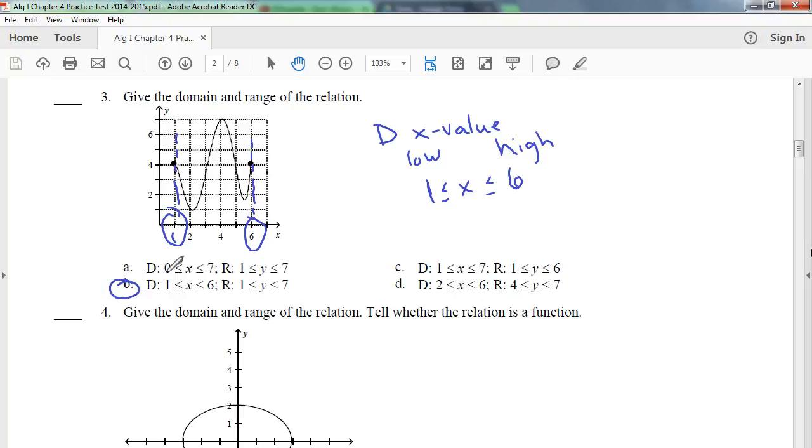And if you look at the range, we need to look also at what the highest and lowest y values are. And those then fall between, there's the high, and it looks like down here is the low. So those would fall between 1 and 7. So this would be the correct answer. Number 3 is B.